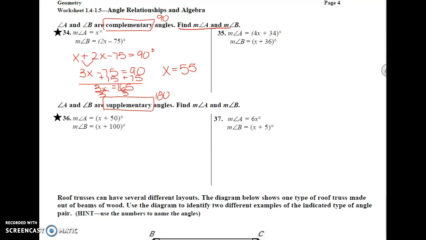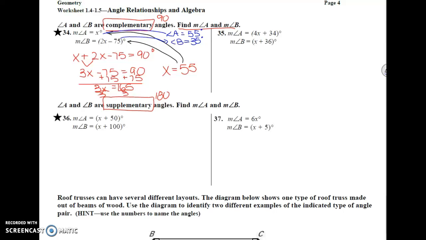The question does ask us to find the measure of A and B, so we take that 55 and we plug it back in to the two parts, and it turns out that angle A is just x, 55, and angle B would be 35. Both adding up to 90.